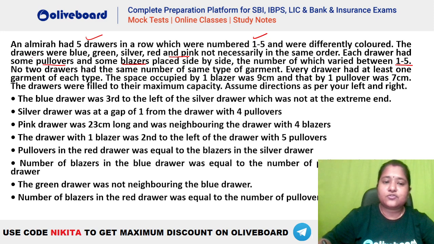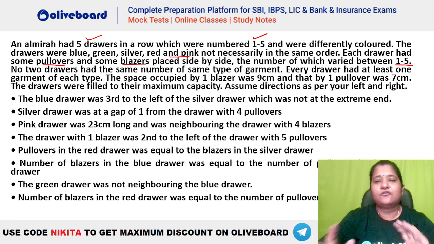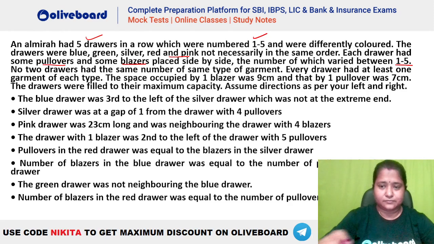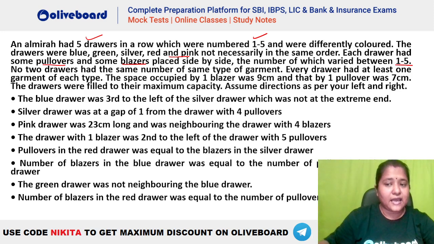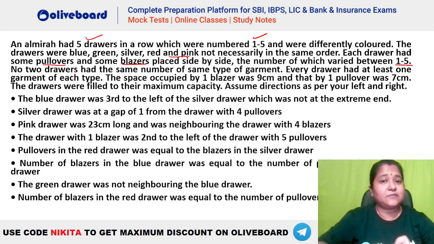Okay, no two drawers had the same number of the same type of garment. That means let's say if one of them has one pullover, another should not have one pullover. It should have two or three or four or five, right? So one number for one type of garment should be used only once. Every drawer had at least one garment of each type. That means zero blazers is not a possibility. Similarly, zero pullovers is also not a possibility.